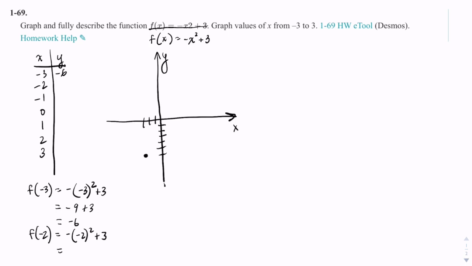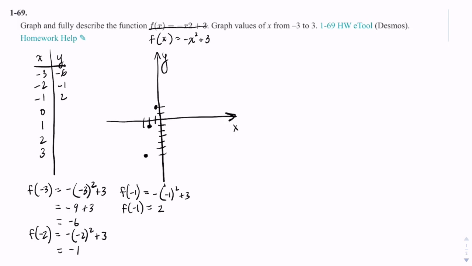Now -2. Again, f of -2 equals negative 2 squared plus 3. 2 squared is 4, that's -4 plus 3, and that's -1. So -2, -1 is right here. If I put a -1 in, f of -1 equals negative 1 squared plus 3. 1 squared is 1 with a negative in front, so that's -1 plus 3, that's 2. So f of -1 is 2.